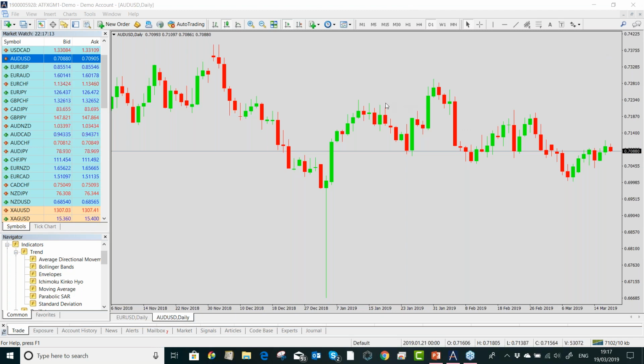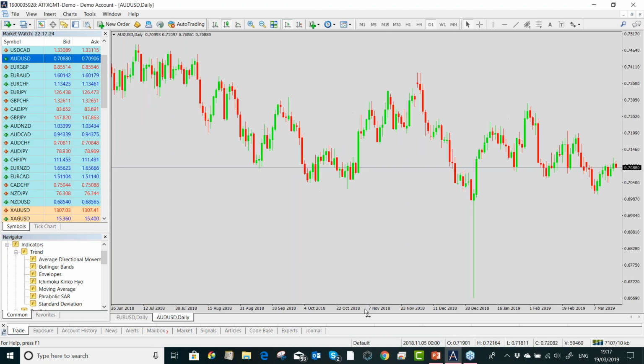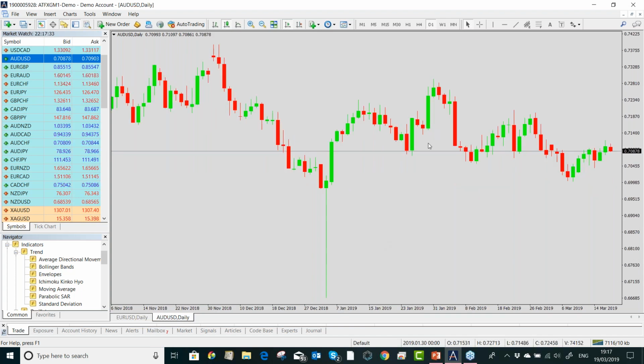Okay, so we have here the ATFX MT4 platform, and this is what I'm going to use to base my discussion on creating a strategy. You'll notice here that I just have a blank chart. So first of all, the discussion is, do we use the two most popular forms of the chart? Well, I suppose there are three forms actually.